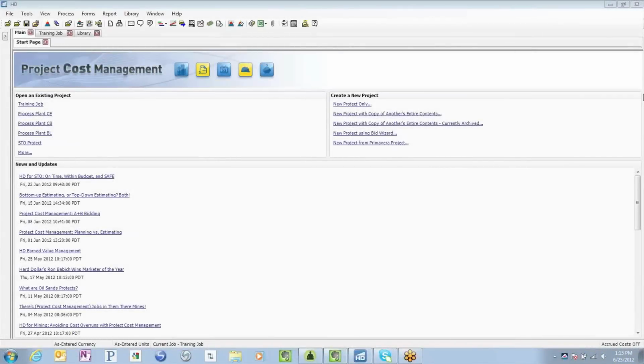HardDollar is pleased to announce its new benchmarking functionality in HardDollar's latest release, version 12. HardDollar users can now leverage historical project cost and productivity information. Users can reference both estimated and as-built benchmark values, such as unit cost, man-hour per unit, and unit per man-hour, at any level of the estimate structure.